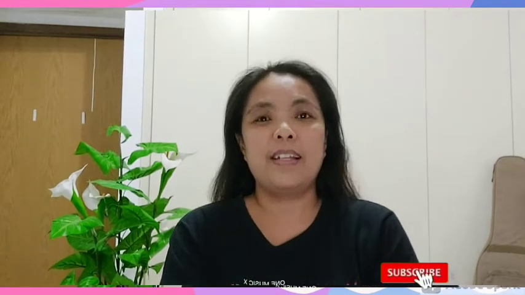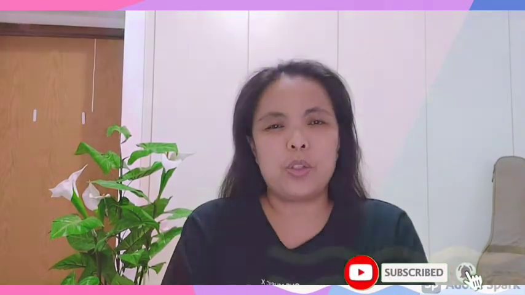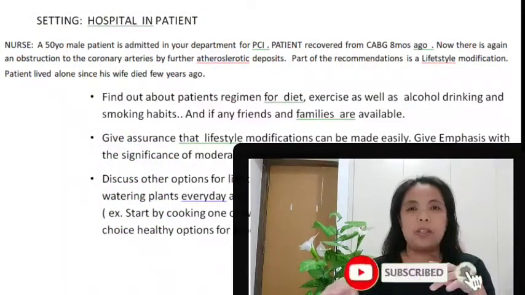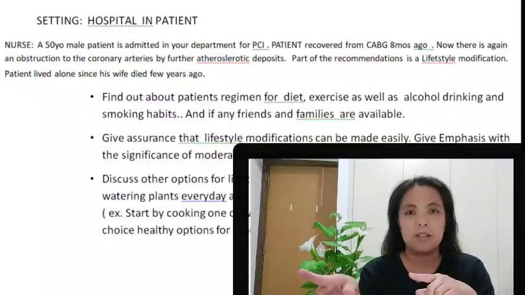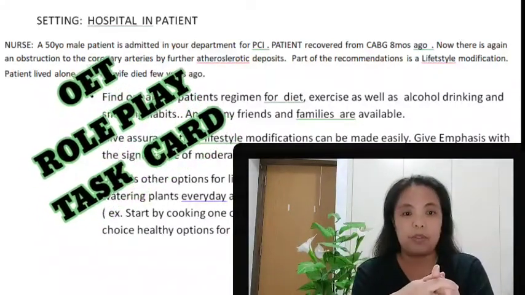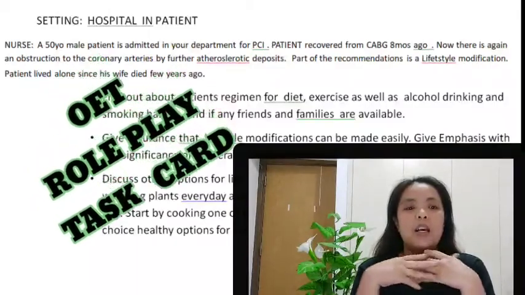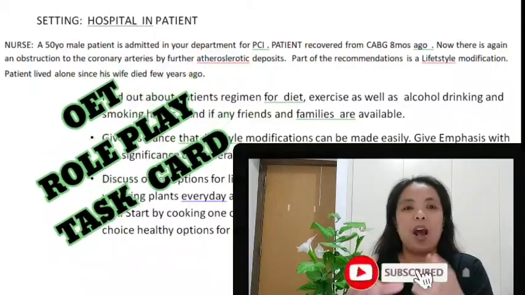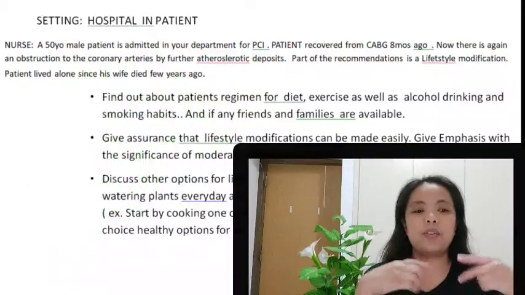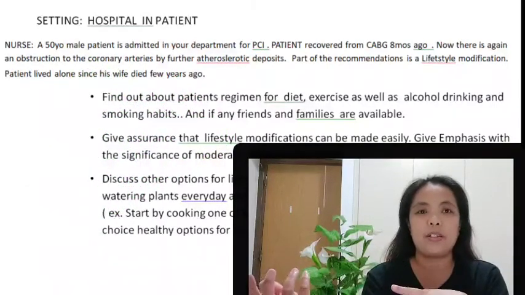Rosa again here, and in today's video, I want to share how I analyze the OET role play task card. The given information in the task card is very useful to find out how to approach the role play and how serious the situation is. Here we have the three components of the card.